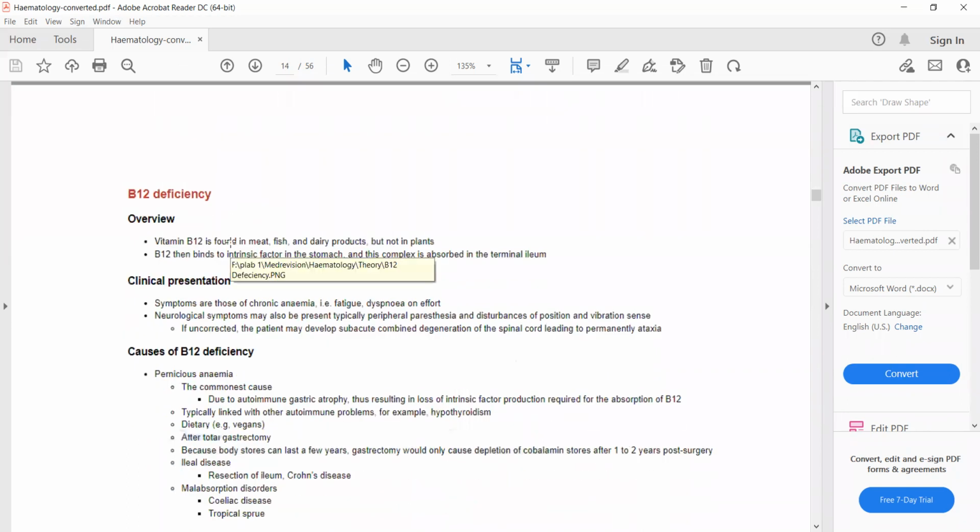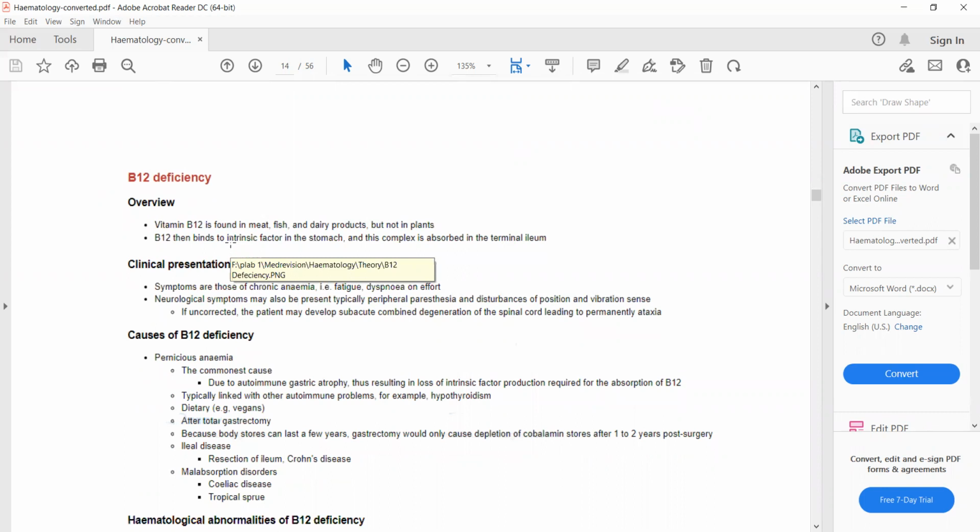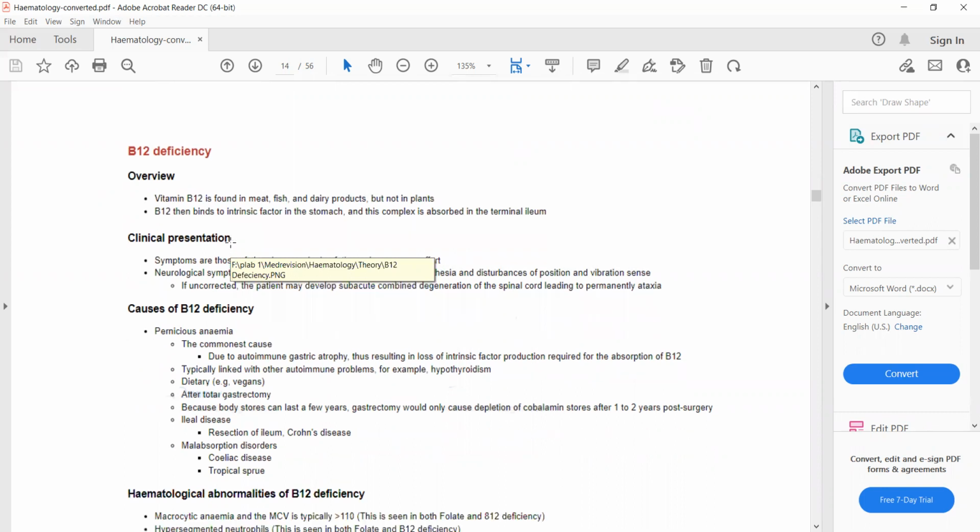So now let's discuss the causes of megaloblastic anemia one by one. There are two causes of megaloblastic anemia. One is B12 deficiency and the second one is folic acid deficiency. Vitamin B12 is found in meat, fish, and dairy products. So the source of vitamin B12 is animal source. So vegetarian people will have a deficiency of vitamin B12.